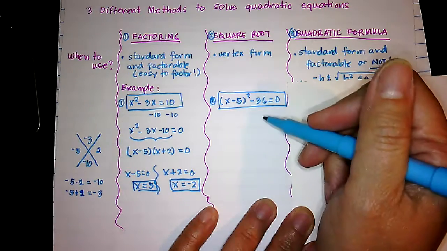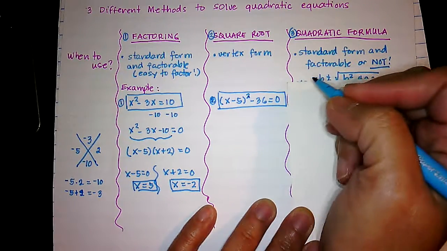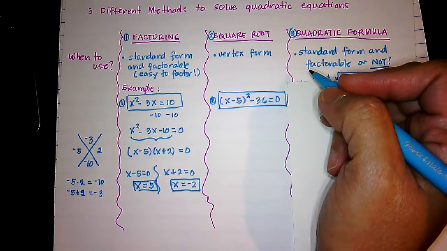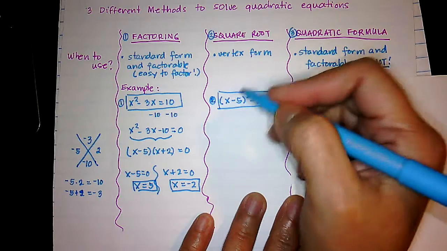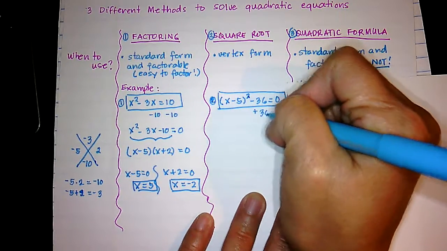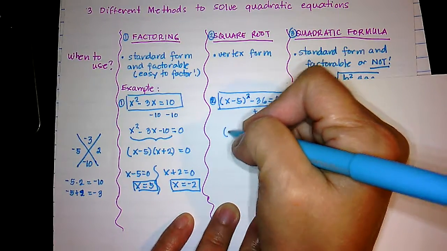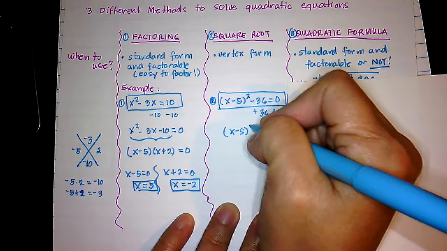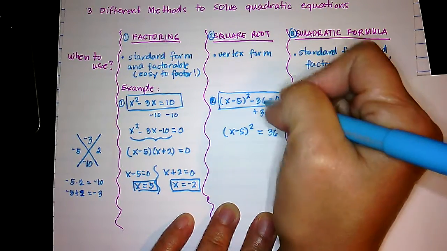The quantity of x minus 5 squared minus 36 is equal to 0. So now I'm going to isolate the variable x. Therefore, I'm going to add 36 on both sides. So now I have x minus 5 squared is equal to 0 plus 36, which is 36.